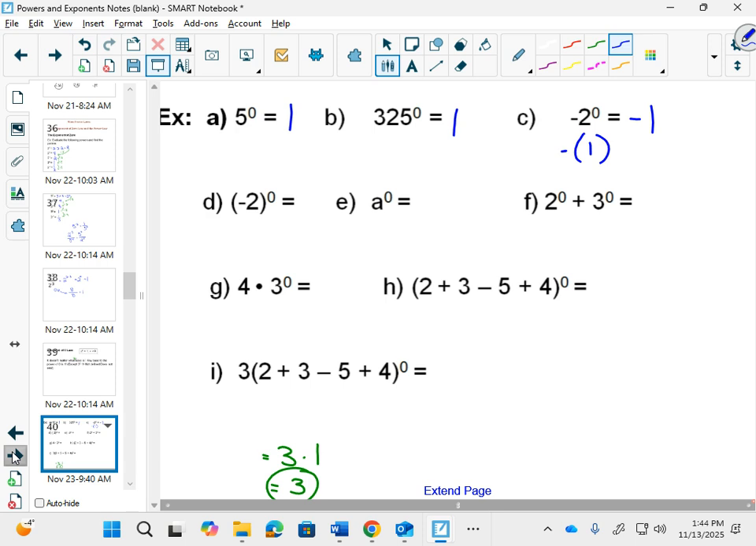No. But what about this one? Now it's in brackets. Negative 1. That one's going to be positive 1. Positive 1? Because if the whole thing is to the 0, it doesn't matter what number's inside. Doesn't even matter if you don't know the number. It's going to be 1.